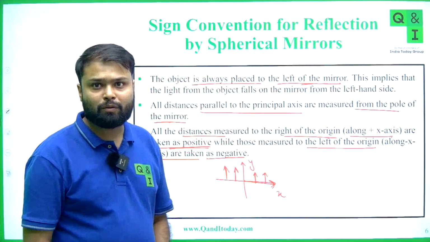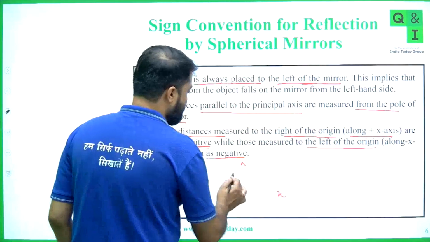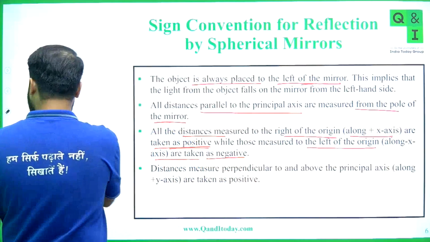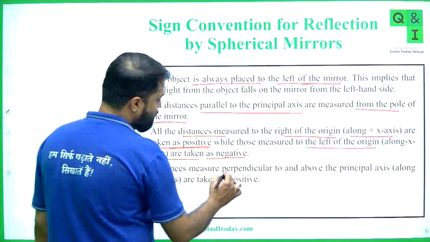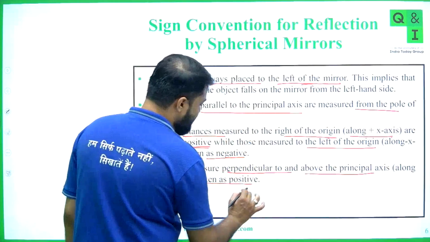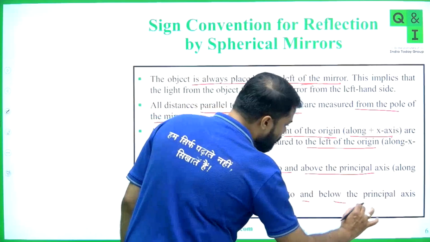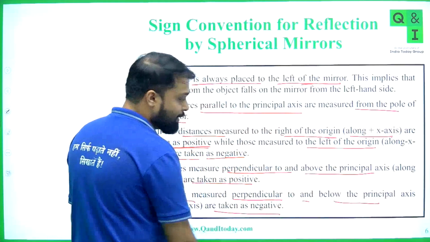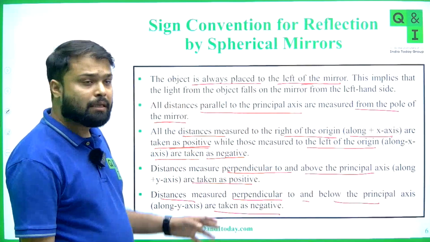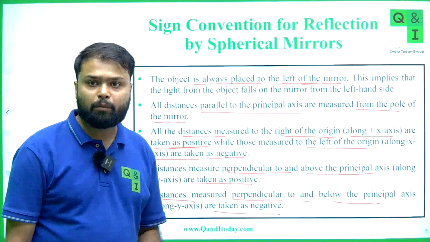Okay, now the next point: distances measured perpendicular to and above the principal axis are taken as positive, and distances measured perpendicular to and below the principal axis are taken as negative. So these are the sign conventions we follow for solving or analyzing any problem.